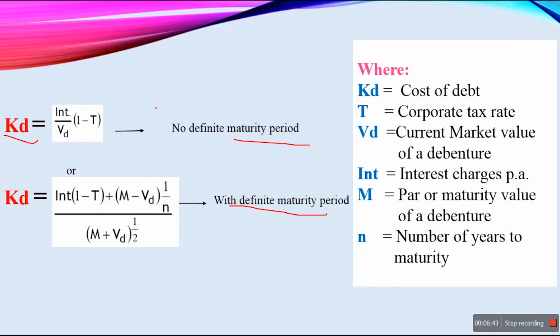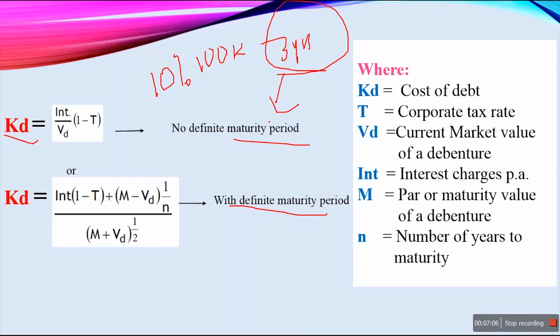What we mean by this is that if, for example, we have a 10% debenture, maybe 100,000, that is issued and is valid for 3 years, then 3 years here is the maturity for that particular debenture. It simply means that after 3 years, the company is supposed to repay the amount they borrowed from the public through issuing debentures. So the 3 years is what makes the difference between the two formulas.